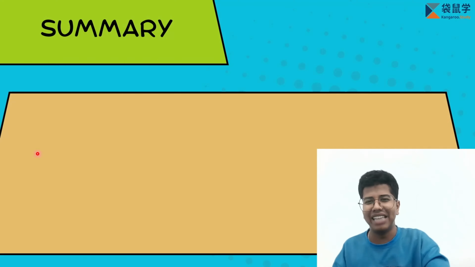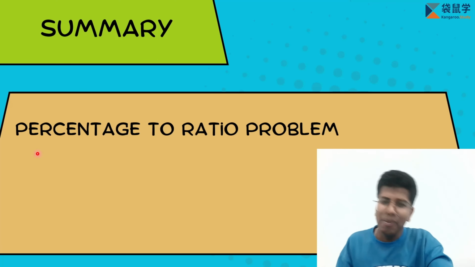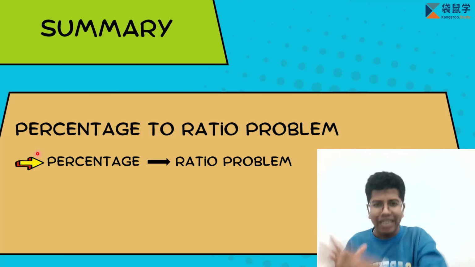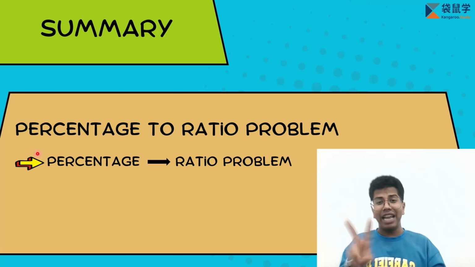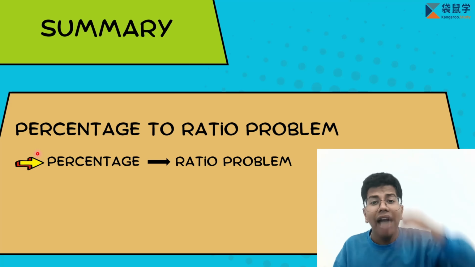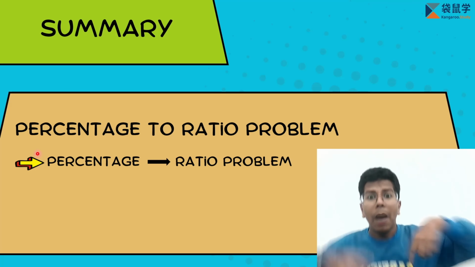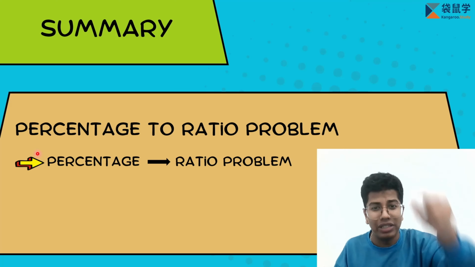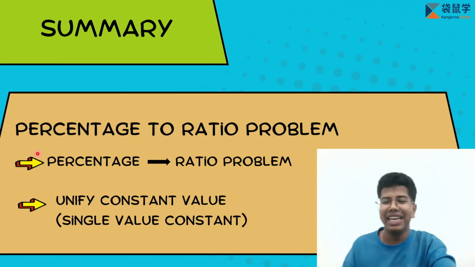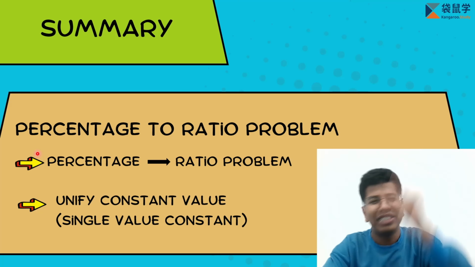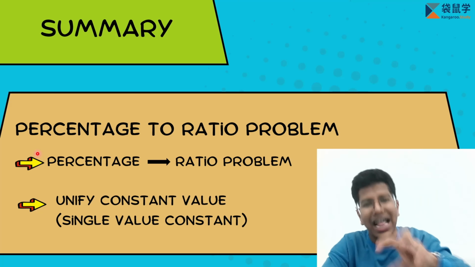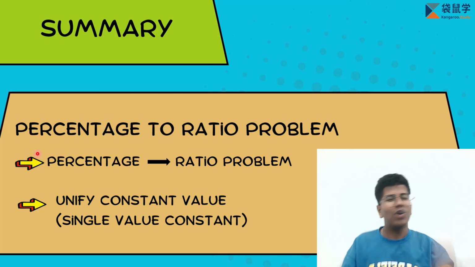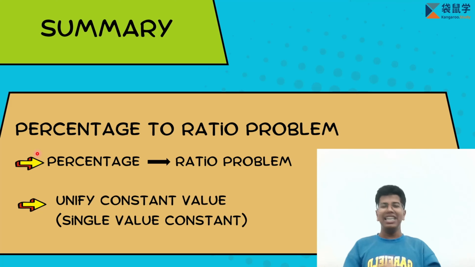So let's just summarize this. The first part we can understand in a percentage to ratio problem is that whenever we have percentages, we can convert it into ratio. The second part that we can understand is the ratio had different values in terms of units, but the number was the same. So we tried to make the same value as constant. So the second summary for this question is we have to unify the constant value. Here the constant value was 2 and 13. So we tried to unify it because the single value had to be constant. So these are the two things we can understand from the question.